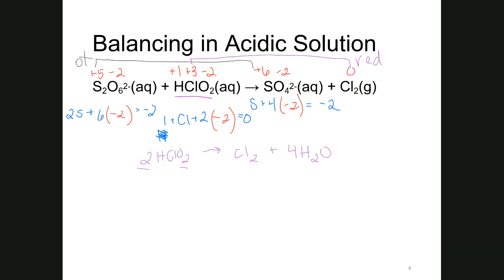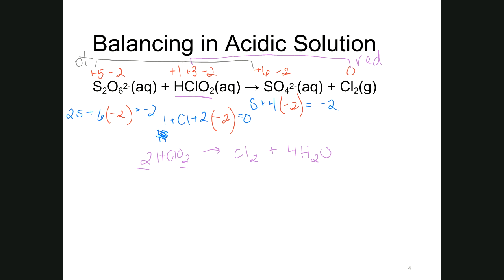Our next step is to balance our hydrogen atoms. And the way we balance our hydrogen is by adding protons. Because we're in an acidic solution, we can just add protons to whatever side we need to in order for our hydrogens to balance out.